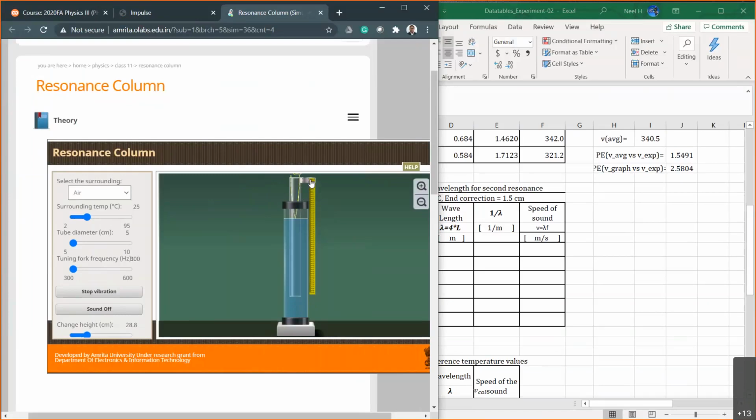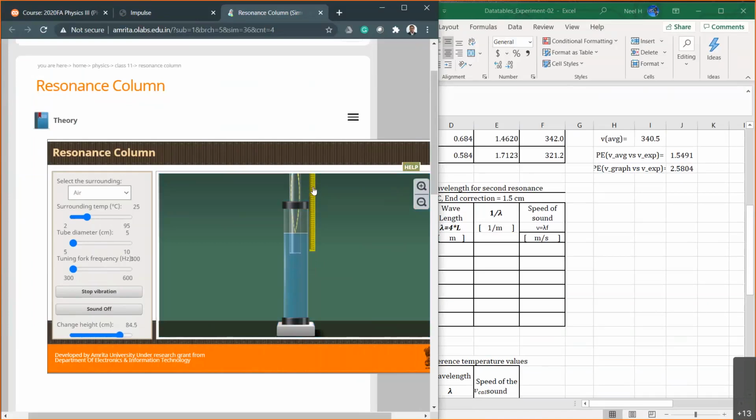So that's the first one. You have to continuously move up so it disappears. Now after some time I should be able to get that. Go more up, more up. That's the second one.